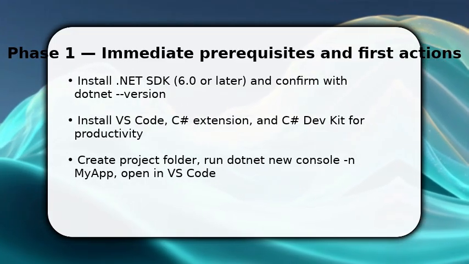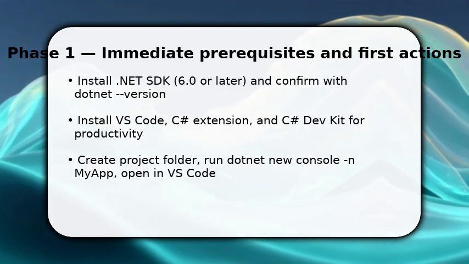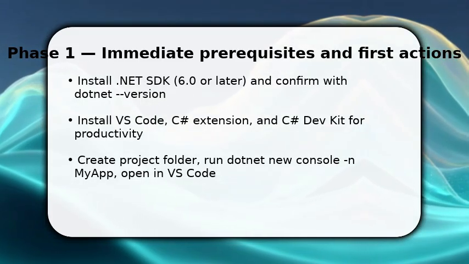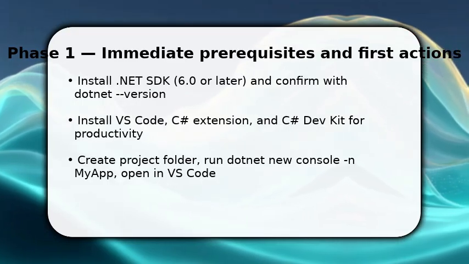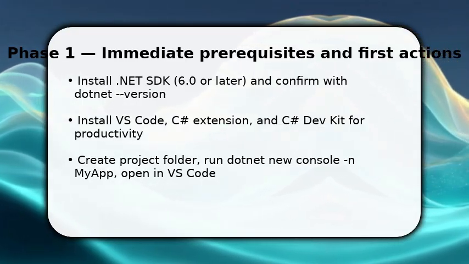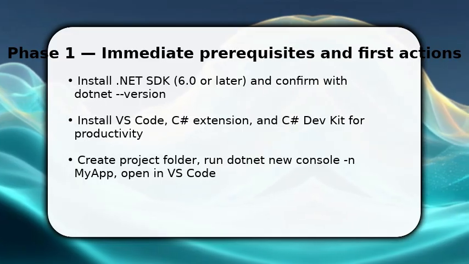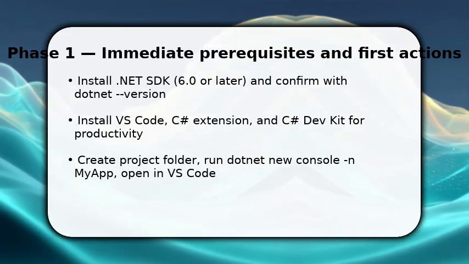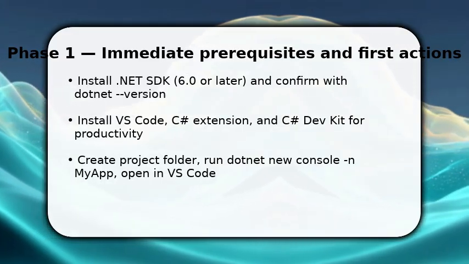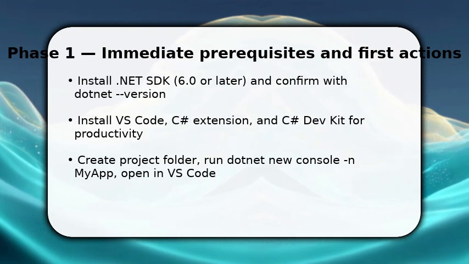Open a terminal, run dotnet new console -n MyApp, then open that folder in VS Code. This starts a live editing loop. You get IntelliSense, debugging assets, and launch configs. Make sure to trust the workspace when prompted so extensions can generate necessary files.